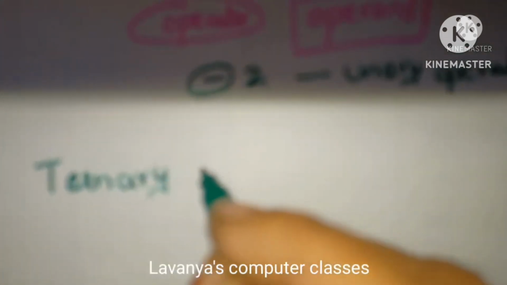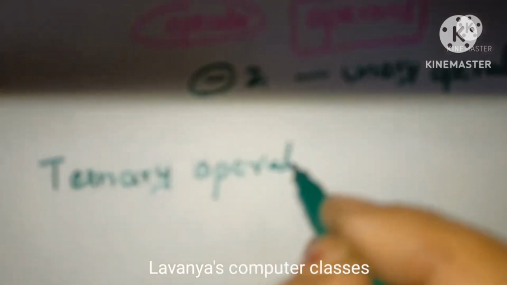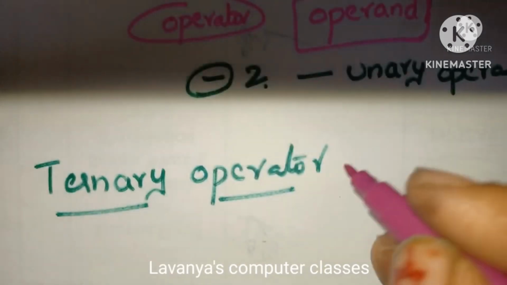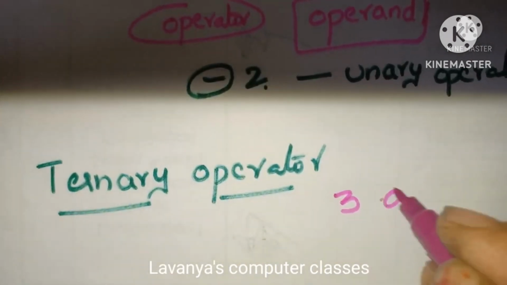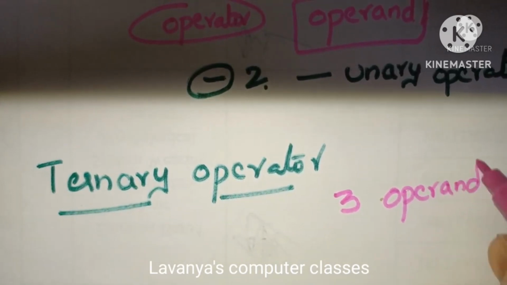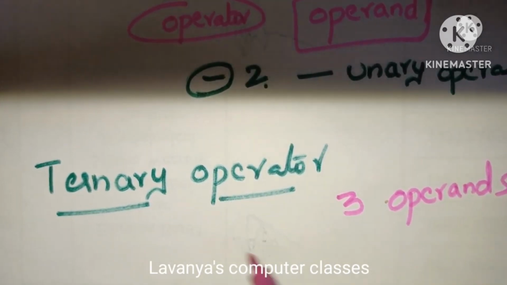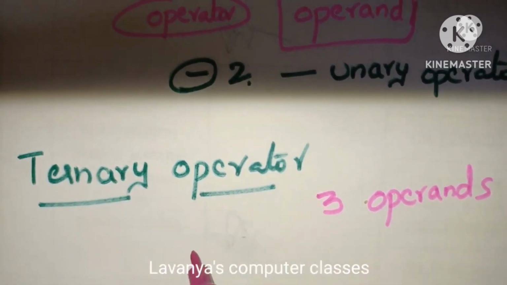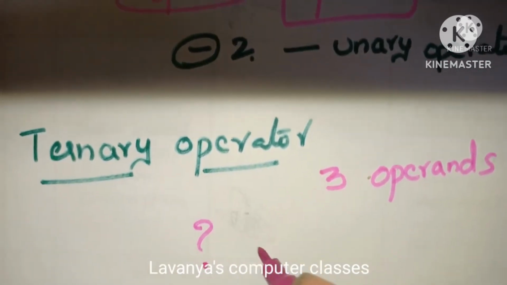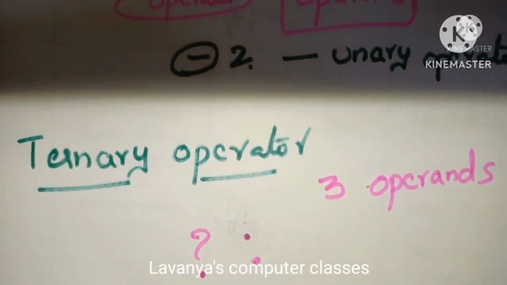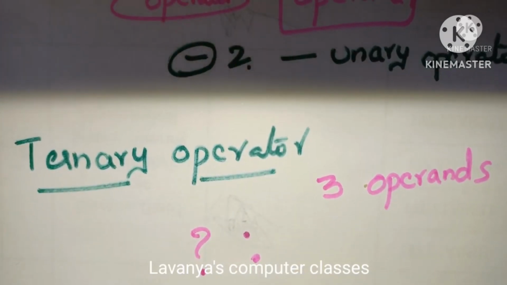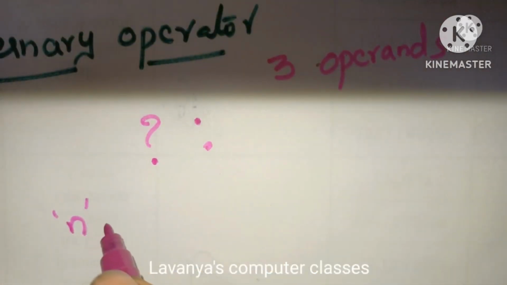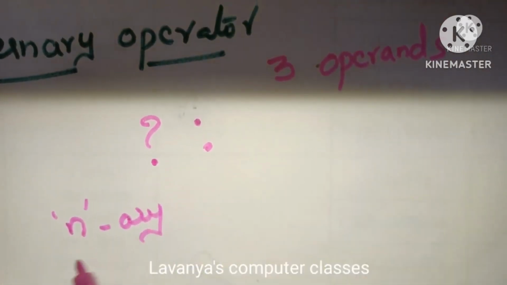Now we go for the ternary operator. So what is the ternary operator? Ternary means 3. Any operator working on 3 operands is called a ternary operator. In C language, question mark colon is called the ternary operator. Only one such operator is there in C language. I will explain that in the next video.